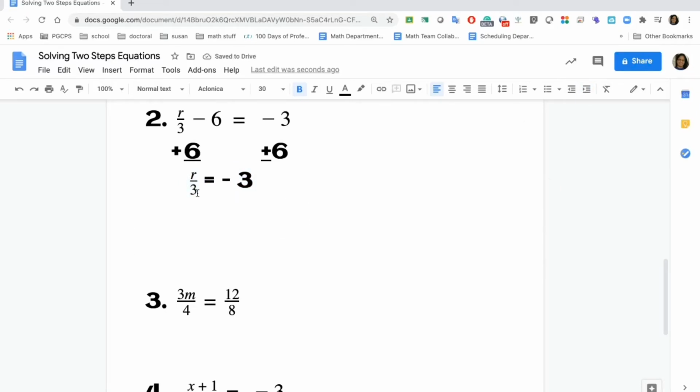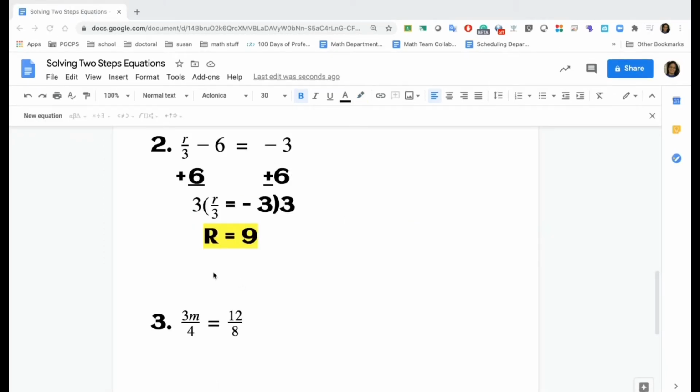Next, we undo division. So we multiply both sides of the equation by 3. If you multiply the left side by 3, 3 times 1/3 will be equal to 1. So the left side will be r. And if you multiply the right side by 3 also, it is equal to negative 9. So the value of r is 9.